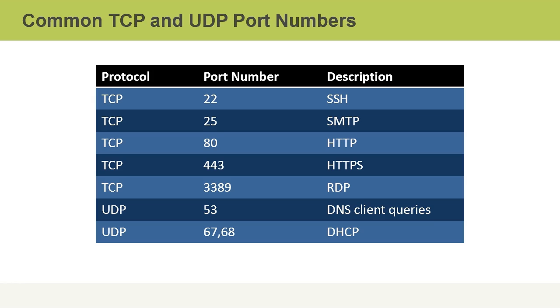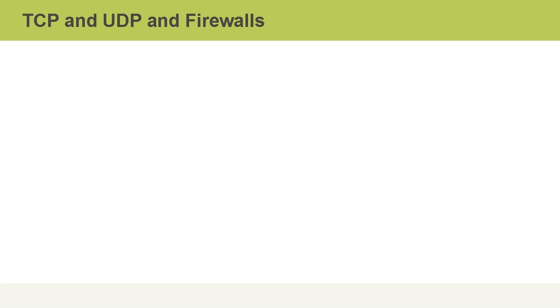TCP port 80 is for HTTP web servers, TCP 443 secured HTTP web servers, TCP 3389 is used by remote desktop protocol to remotely administer Windows hosts. On the UDP side, we've got port 53, which is for DNS client queries going to a DNS server, and we also have UDP ports 67 and 68 used for DHCP when a client needs to acquire an IP configuration from a centralized DHCP server. Now, there are many, many other port numbers for different network services. This is just a tiny sampling.